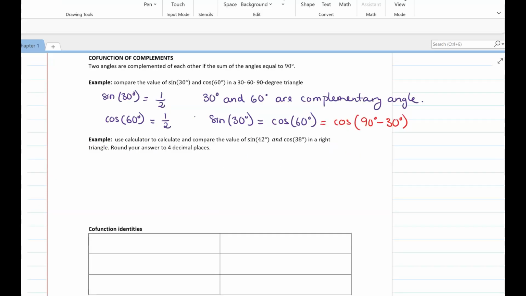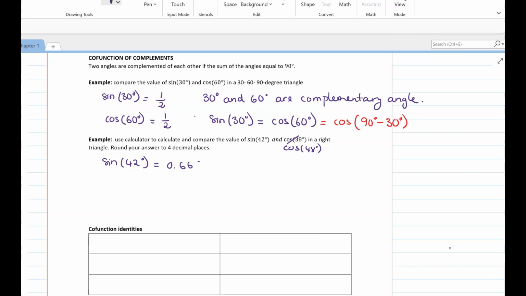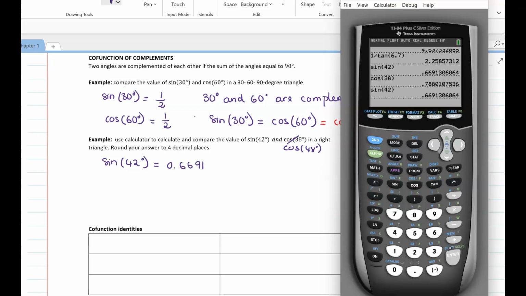Here we want to use the calculator to calculate the value of sine of 42 degrees and cosine of 48 degrees in the right triangle, and we want to round the answer to 4 decimal places. So let's take a look here. Sine of 42 degrees is equal to 0.6691. Now remember, if you calculate this and you get something different, you may want to check whether your calculator is in degree or radian mode.